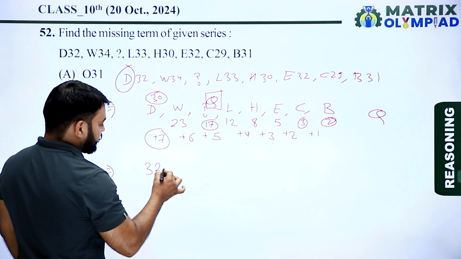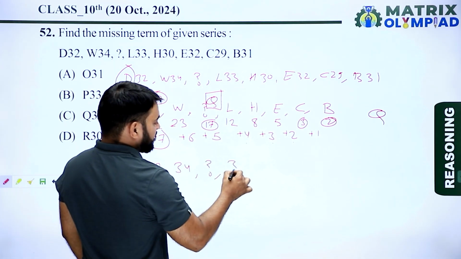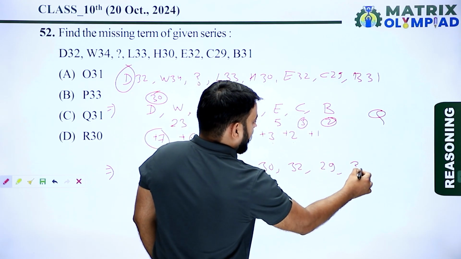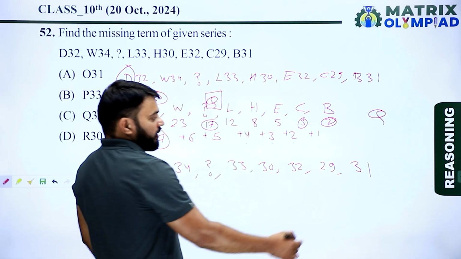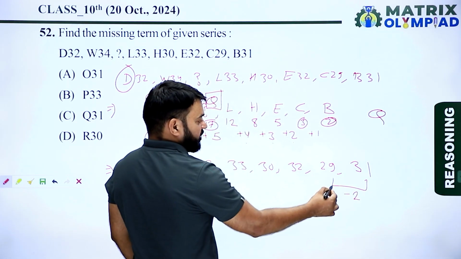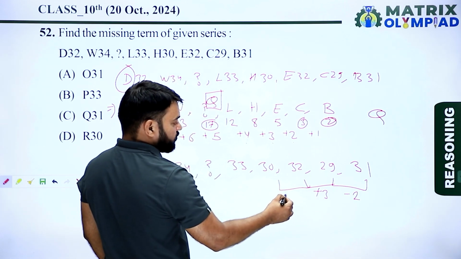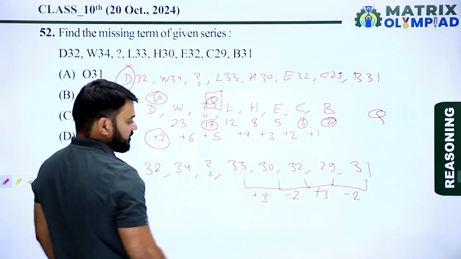सो नंबर सीरीज इज 32, 34, नेक्स्ट इज मिसिंग 33, 30, 32, 29. आफ्टर 29, नेक्स्ट इज 31. So 31 minus 2, it means 29. 29 plus 3, it means 32. 32 minus 2, it means 30. 30 plus 3, it means 33.